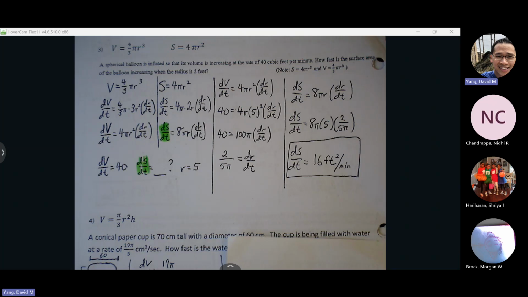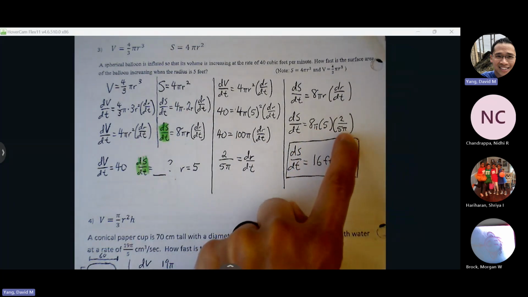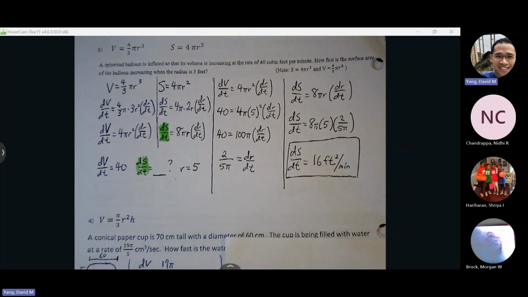Do the pi's and the dS/dt cancel out? In this case, they do, because there's a pi in the numerator and a pi in the denominator, and so that's why they cancel out. But it just depends on the problem. Sometimes you're going to have a pi left over. Sometimes they cancel out, so it just depends.